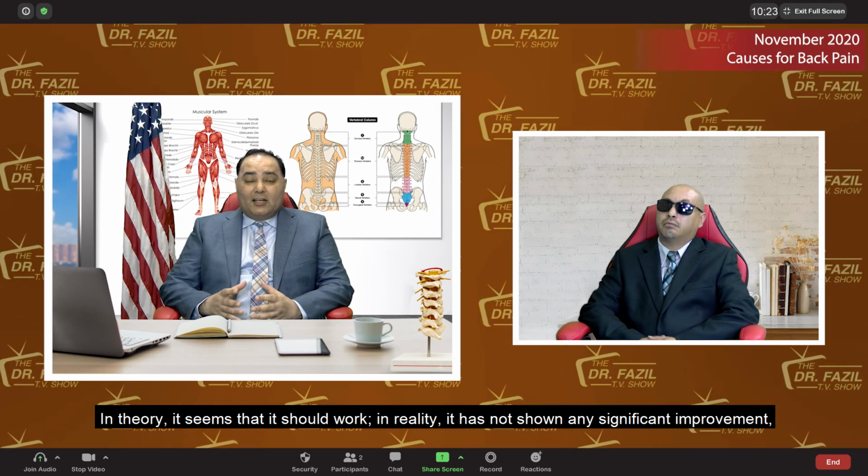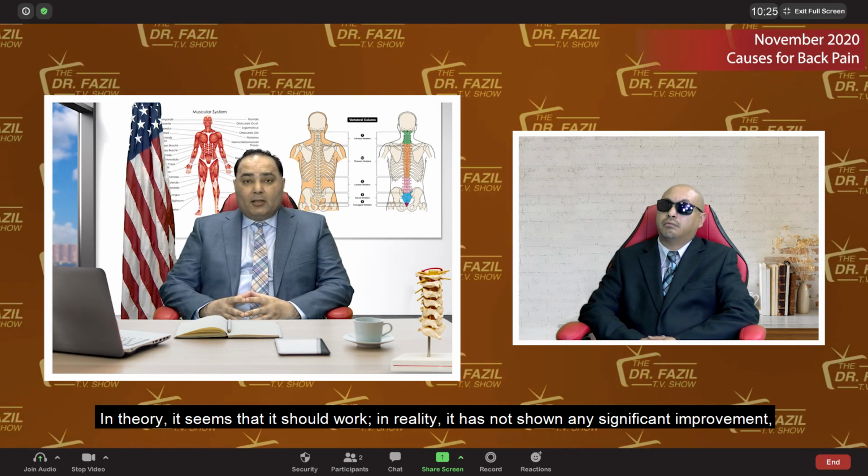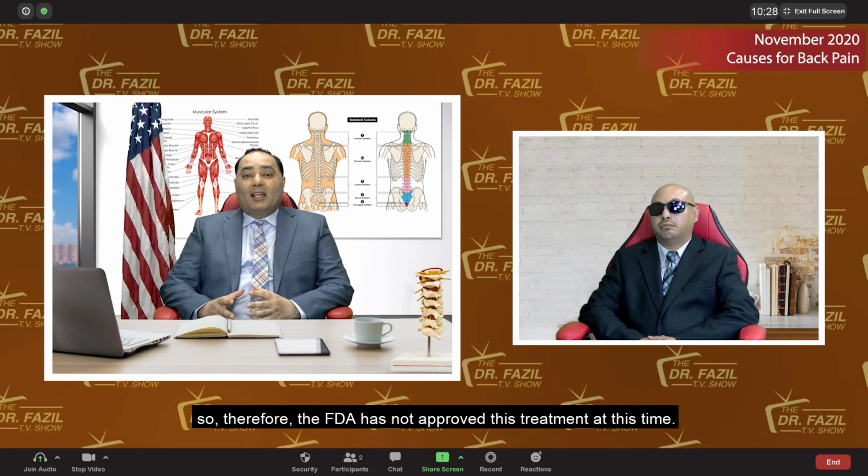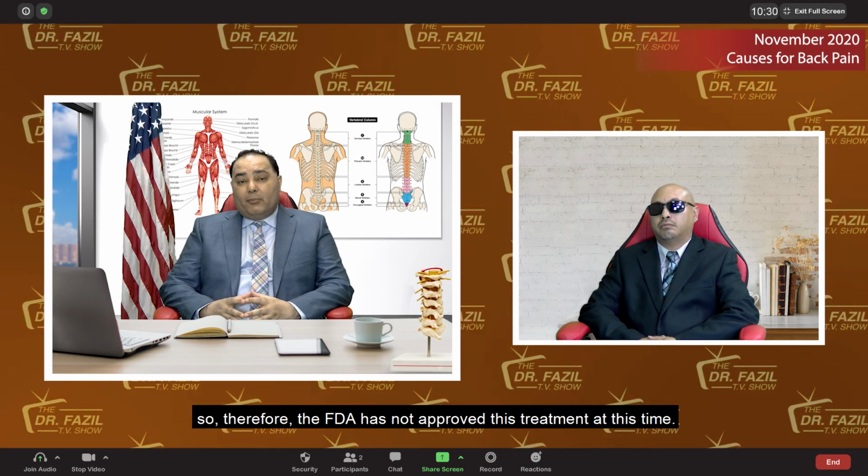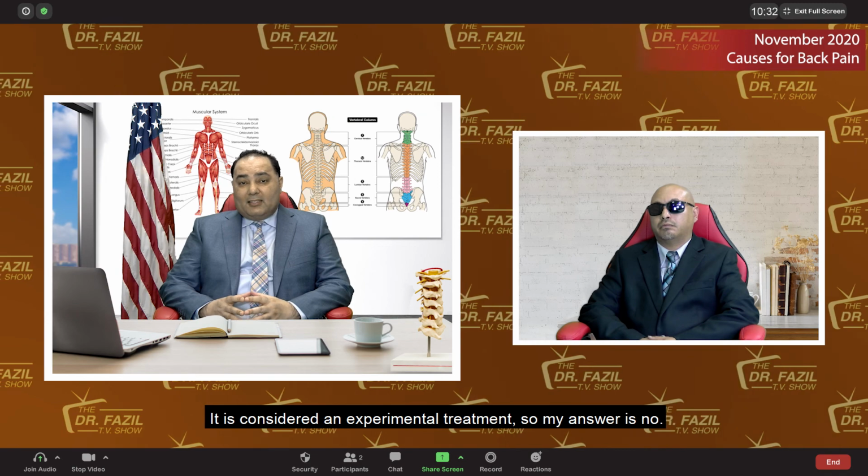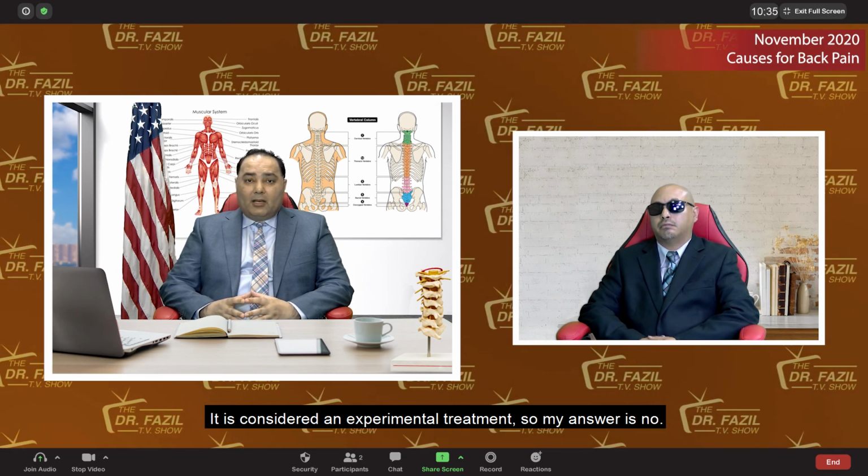In reality, it has not shown any significant improvement. Therefore, FDA has not approved this treatment at this time. It is still considered an experimental treatment. So my answer is no.